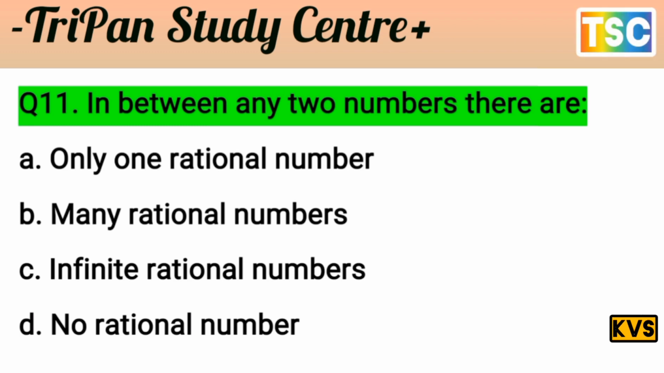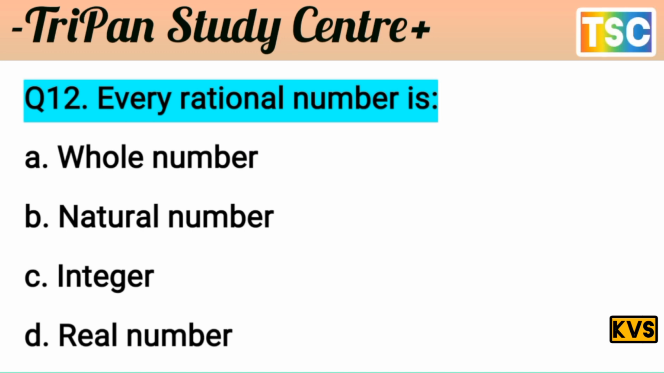Let's see the next question. The next question arrives here. That's important. The question is: every rational number is. That's important for all exams, all competitive exams also. The options are A, whole number, B, natural number, C, integer, D, real number. That's an important question, but first of all check your knowledge and note your option in your notebook. I give a few seconds for you. You must have a thought of your answer.